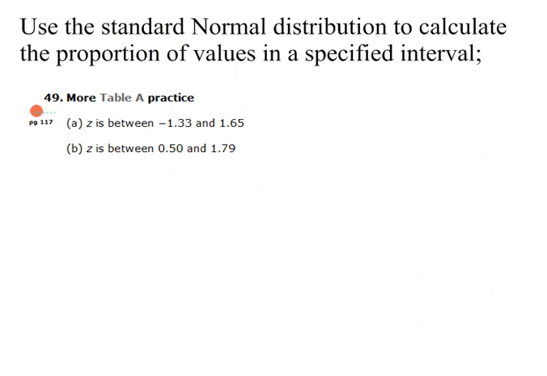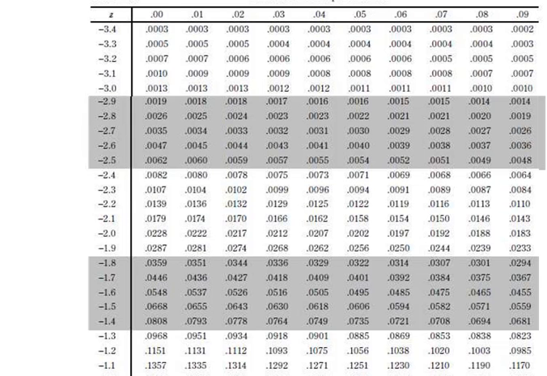So on page 117 in your book, you've got problem 49. So let's just do these two quickly. They want you to find and understand the area between these two z-scores. So if I'm going to do negative 1.33, I go to the first page of the table, and here's negative 1.3, and I go over till I get to the 0.3. So the value is 0.0918.